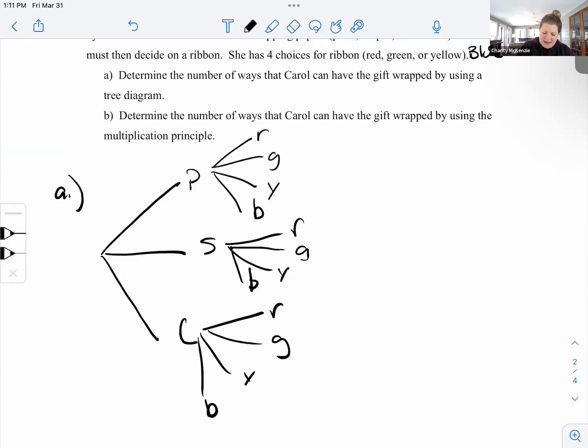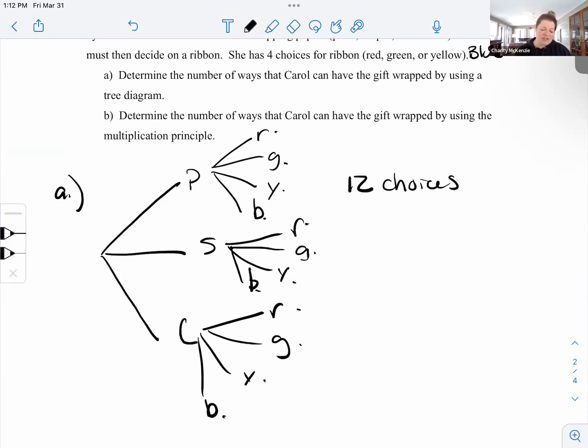So how many options do I have? 1, 2, 3, 4, 5, 6, 7, 8, 9, 10, 11, 12. Each full branch represents an option. So there are 12 possibilities, 12 choices.